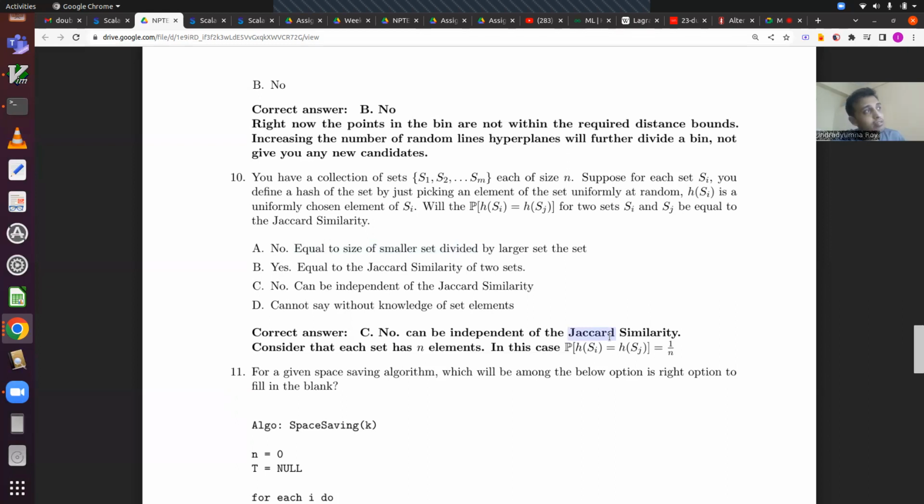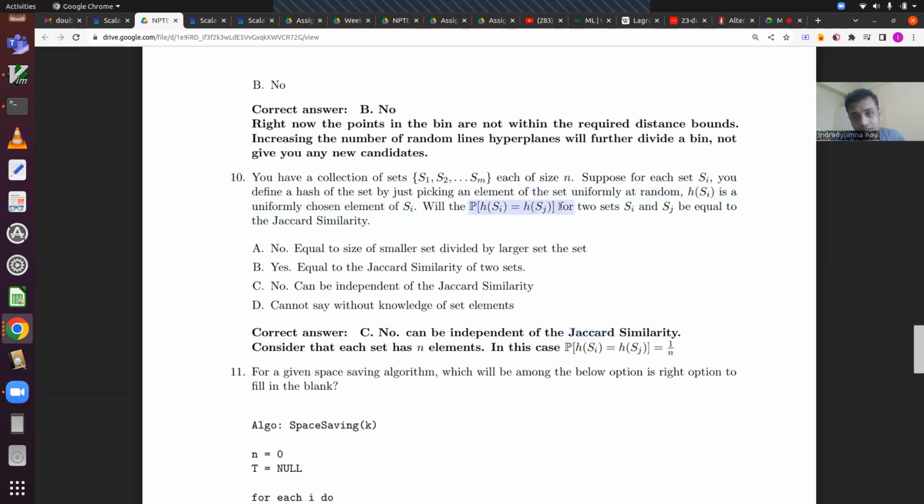So are you convinced that if you have n elements, 1 to n, and you randomly shuffle them, the probability is 1 by n? Yes, this is clear. So if you have Si and Sj with the same elements, the probability of the same value in the same position is 1 by n. That is fine. And Jaccard is 1 in this case. Yes. So the Jaccard value has no relation to the collision probability here.